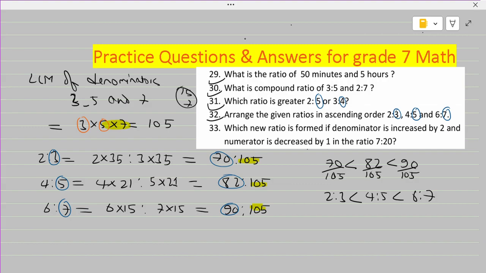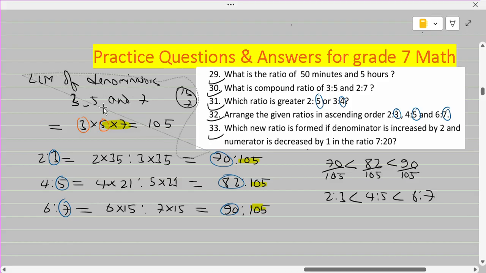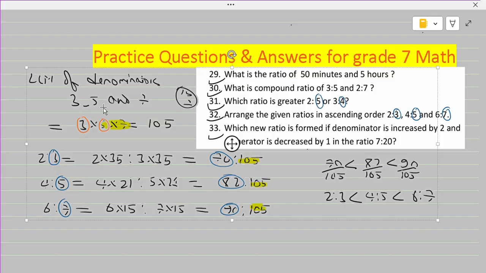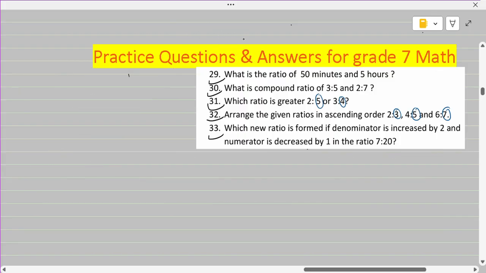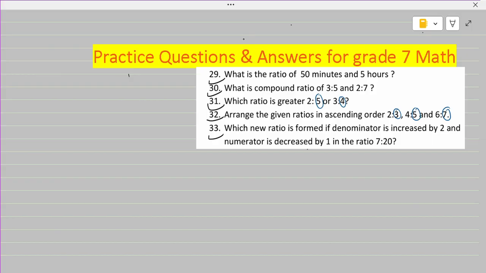Now I go with number 33. So I make this first clear. Okay, so in 33 what is it here? See, which new ratio is formed if the denominator is increased by 2 and the numerator is decreased by 1 in the ratio of 7 is to 20.